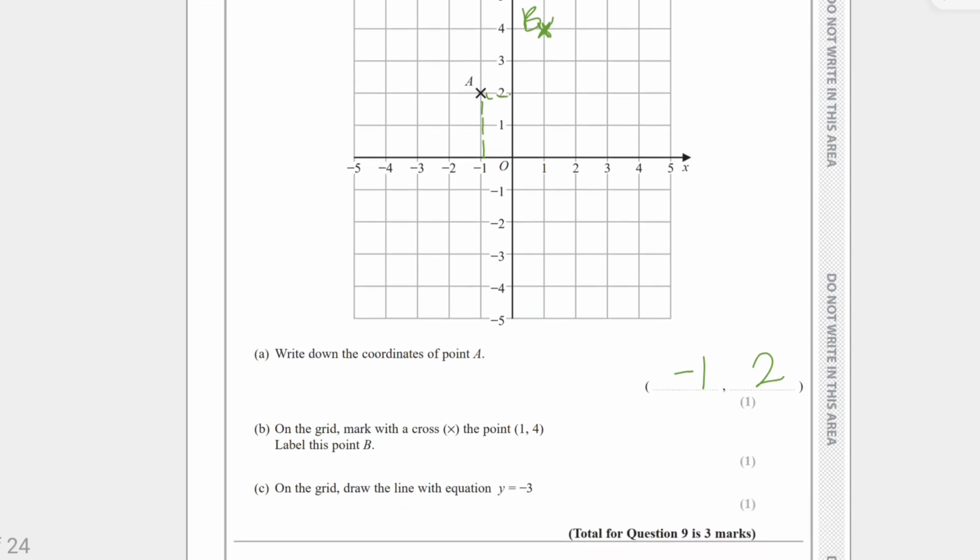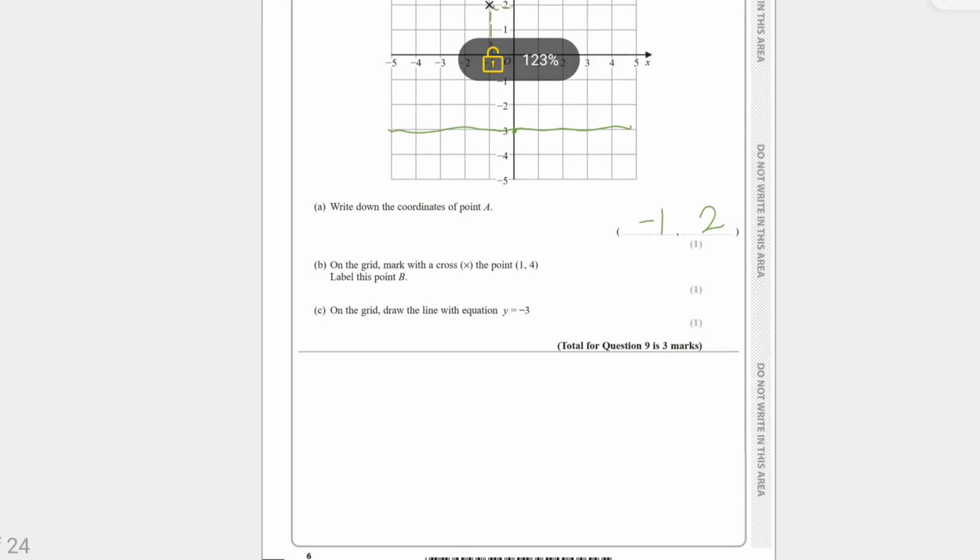On the grid, draw the line y equals x minus 3. So we draw a line over that, and we are done.